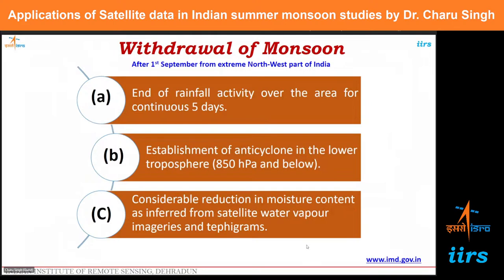Apart from onset and the advancement, the withdrawal of the monsoon, or the end of the monsoon season, should start from the extreme northwest part of India. So over this region, after the 1st September, if we notice the end of the rainfall activities continuously for 5 days, then we can declare the withdrawal of the monsoon from this region.